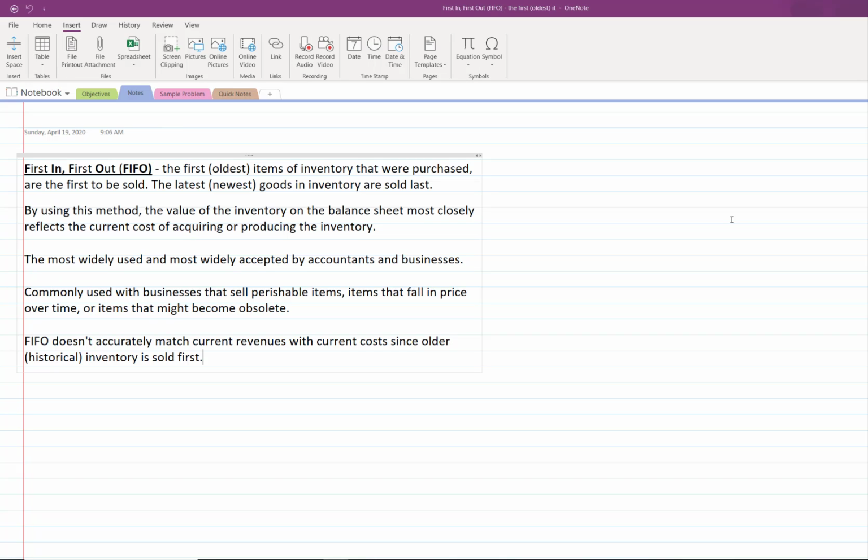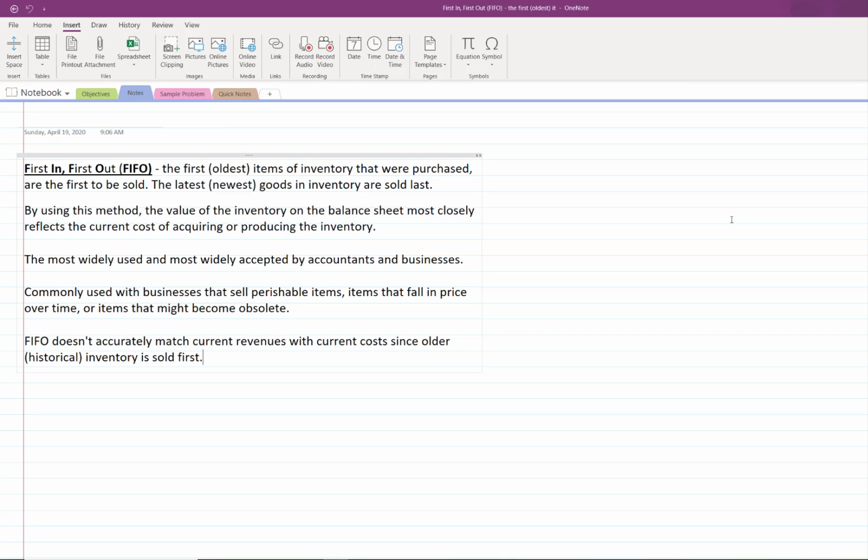Some businesses that will use this method sell perishable items that fall in price over time, or items that might become obsolete. So in their mind, it's better to get them off the shelf and get them out of the company and sold into customers' hands as soon as possible.